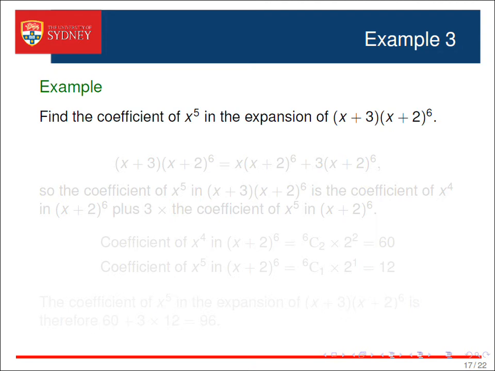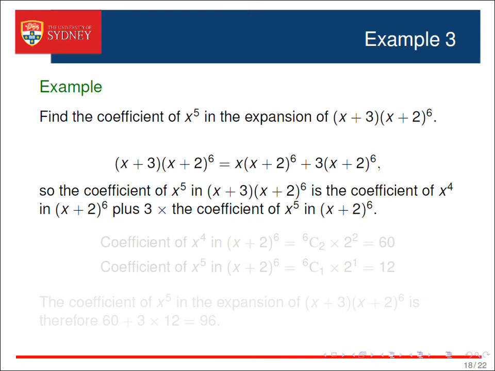Let's have a look at a harder example. Here we want to find the coefficient of x to the power 5 in the expansion of x plus 3 times x plus 2 to the power 6. Here we can expand x plus 2 to the power 6, then multiply it by x plus 3. But since we are interested only in the coefficient of x to the power 5, we can just consider two general terms within the expansion of x plus 2 to the power 6.